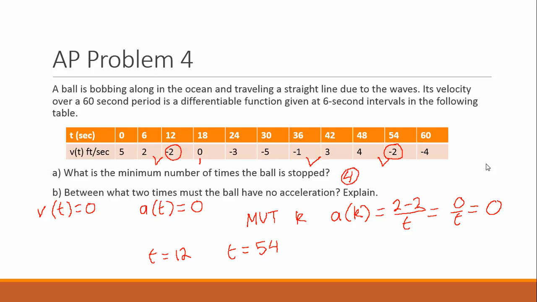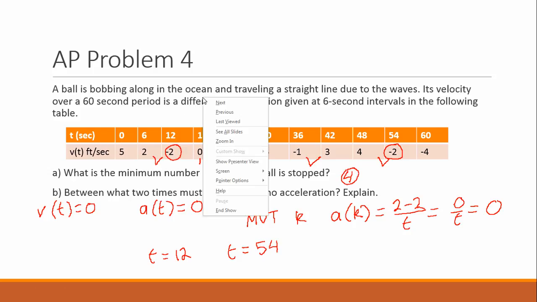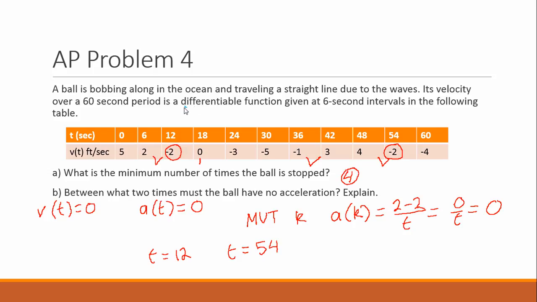So, a ball is bobbing along in the ocean and traveling in a straight line due to the waves. Its velocity over a 60-second period is a differentiable function given at 6-second intervals in the following table. Excellent. So we see that the function is differentiable, which is good because remember the mean value theorem, we talk about functions being differentiable. So if you see that word differentiable, that should be a big buzzer word that says that we might have to use the mean value theorem. So here we are at 6-second intervals in the following table.